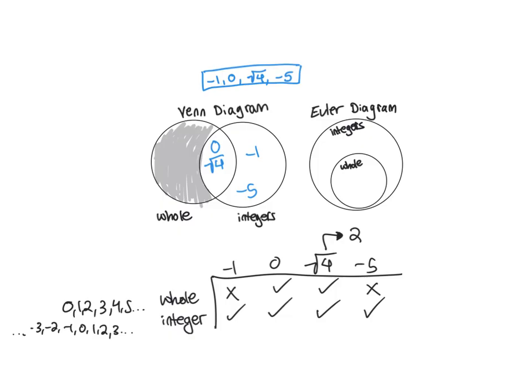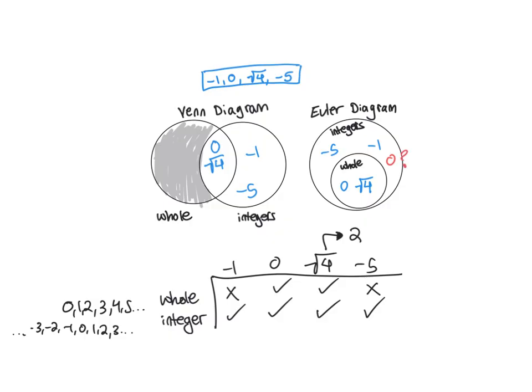So we would put 0 and the square root of 4 here because they are whole numbers, and they're also integers, right? They also are inside the integer circle at the same time. We would put -5 and -1 over here because they are integers, but they are not whole numbers. Let me ask a question. Would it be okay to put 0 out here?